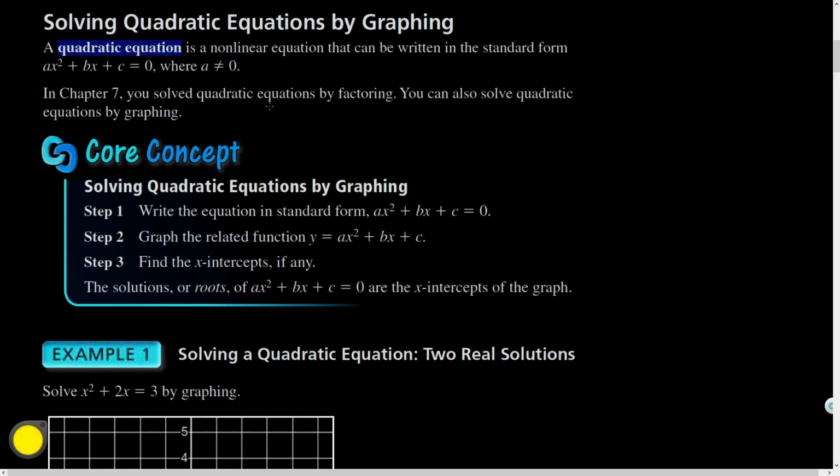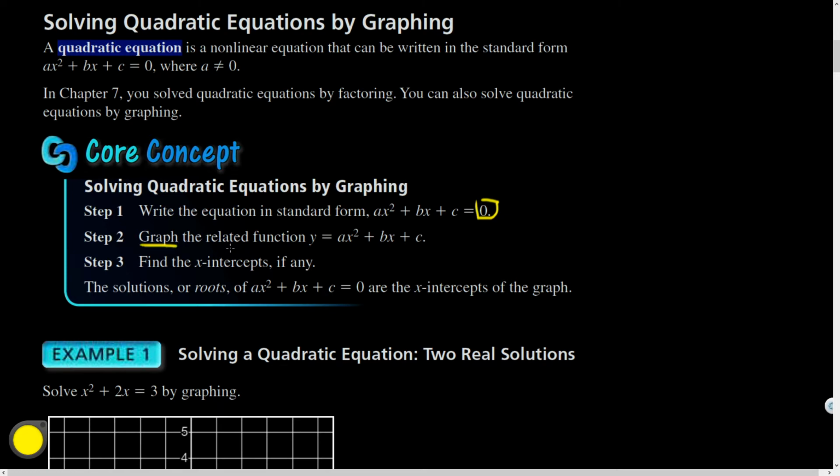So here we go. A quadratic equation is a non-linear equation that can be written in standard form. We've done that. In Chapter 7, you solve them by factoring. We've done that. In Chapter 8, we learned how to graph them, and now those powers are going to be combined. So how to solve? Write the equation in standard form. Notice, set it equal to 0. Technically, if you write it in vertex form as well, that also would work, or intercept form. Setting it equal to 0 is the important part.